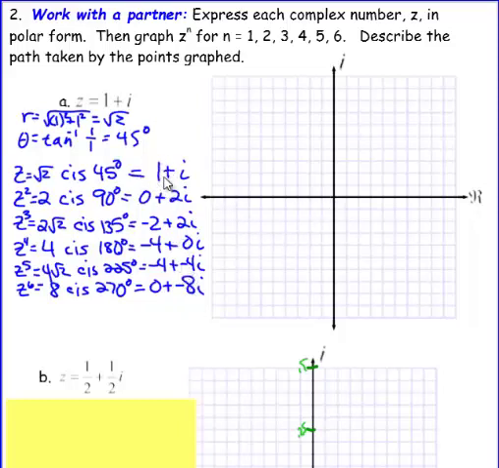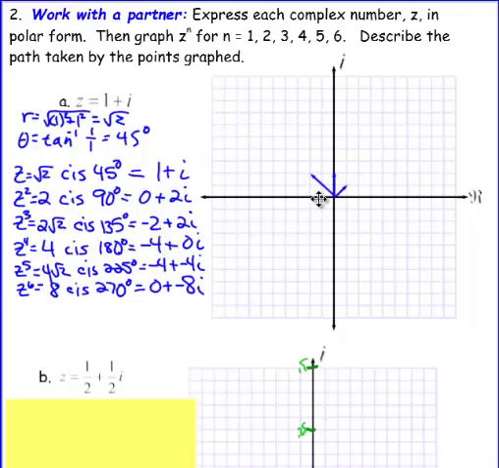So the first one is 1 plus i. I would go over 1 and then up 1i, so I get this vector. The next one is just 2i. Remember, that's just going to be on this vertical axis. And there's 2i. -2 plus 2i, so we're going to have a vector that goes right through there.